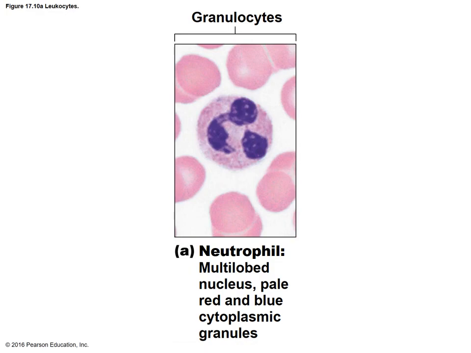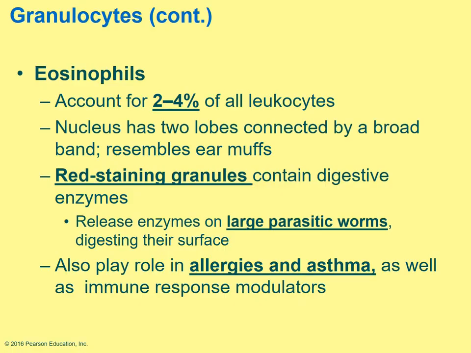As you can see here more close up. Eosinophils. This accounts for about 2 to 4% of all the leukocytes. The nucleus is going to have 2 lobes with a little band typically that connects them. They are often described as looking kind of like earmuffs. The granules are going to stain red.